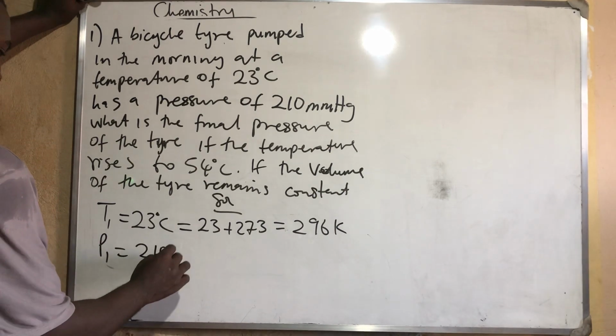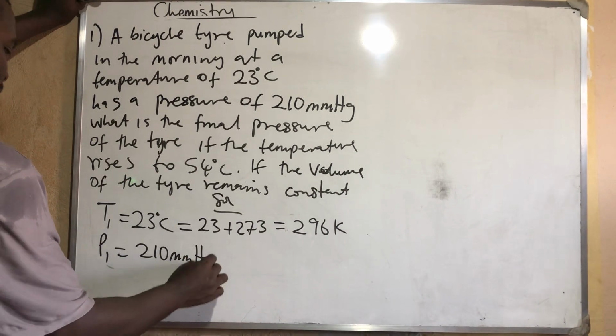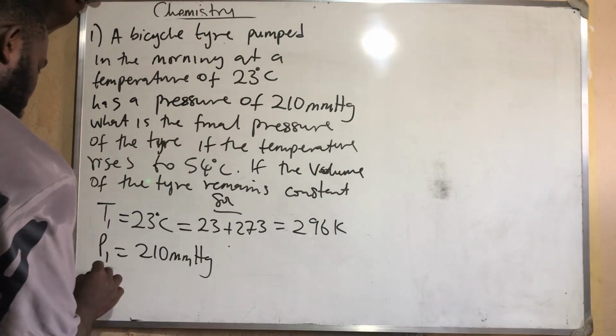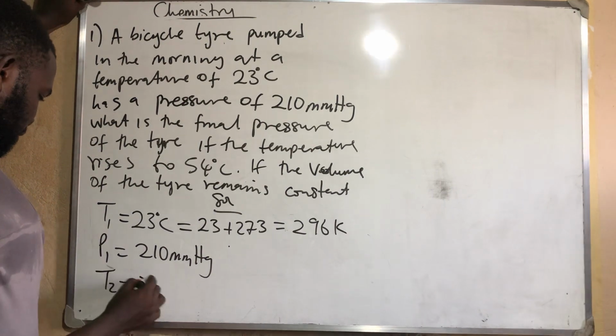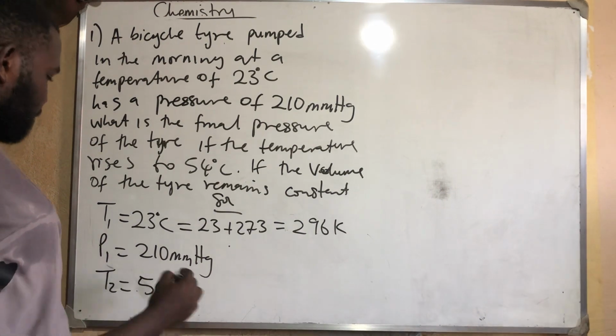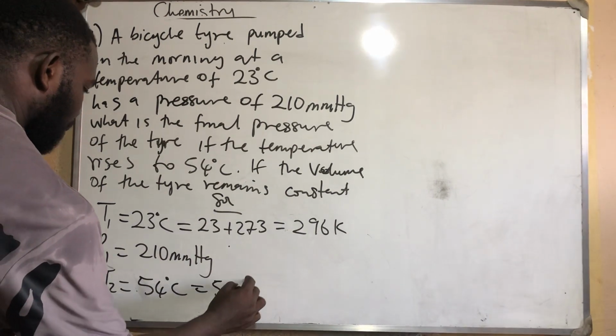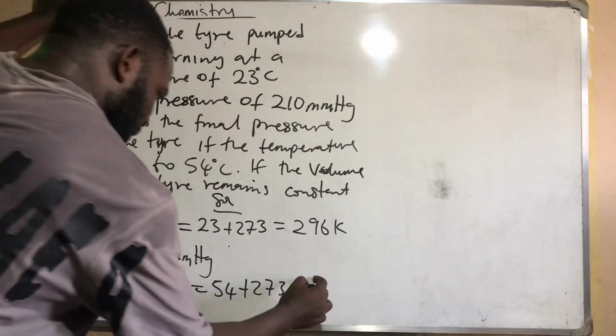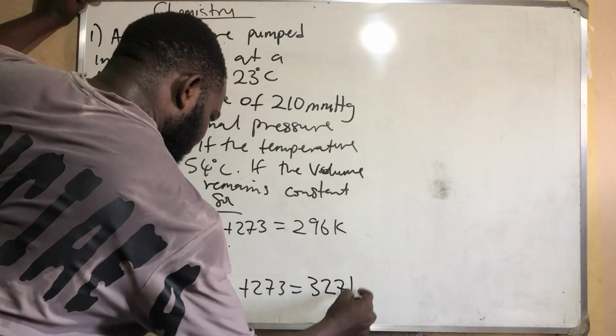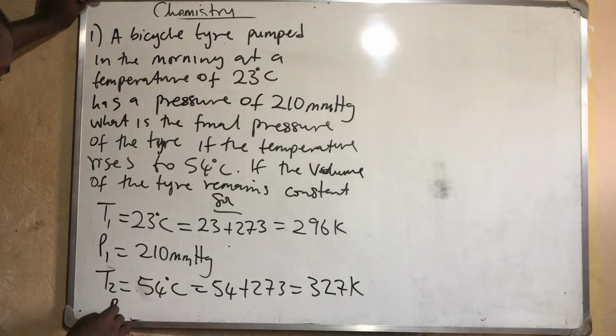All right. The next thing they gave us is pressure P1. P1 is 210 millimeter mercury. Then they gave us T2, which is 54 degrees Celsius. 54 plus 273 will give us 327 Kelvin. So they are now asking us for P2.